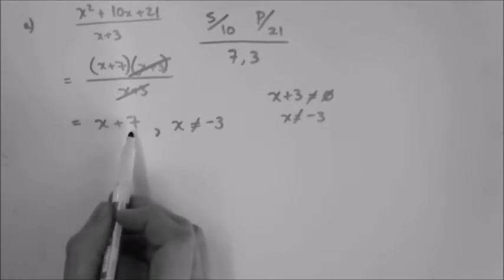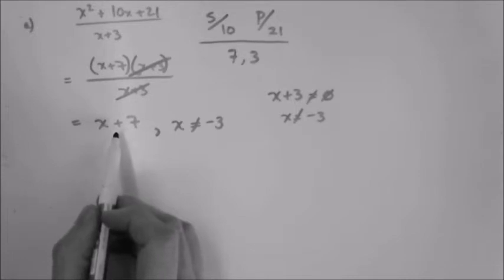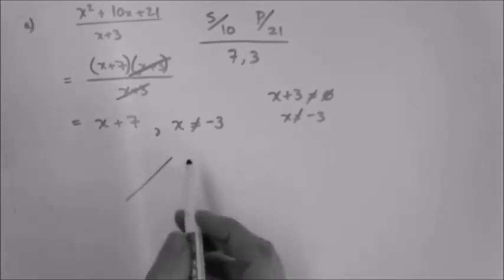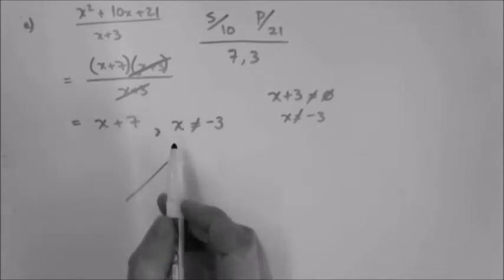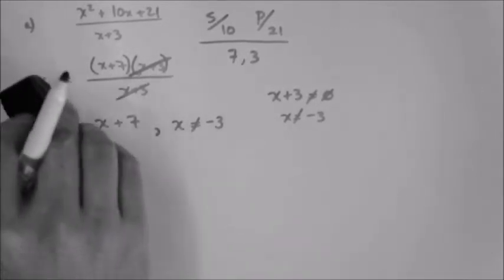Look familiar at all? If you were to draw it, what would it be? Would it be a curve or a line or a squiggle or a circle? It's just a line, right? It's just a line, but wherever x is negative 3, there's a gap. Can't equal that. Okay? Good. Let's check out B.